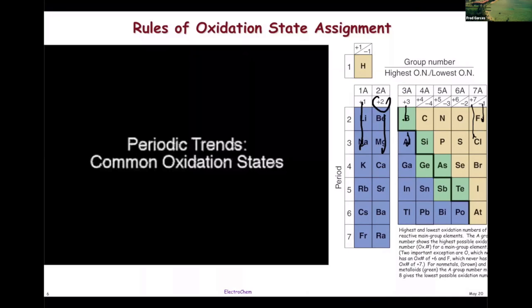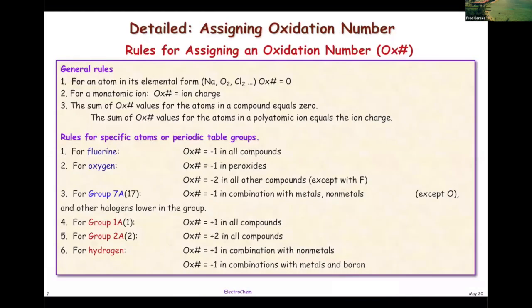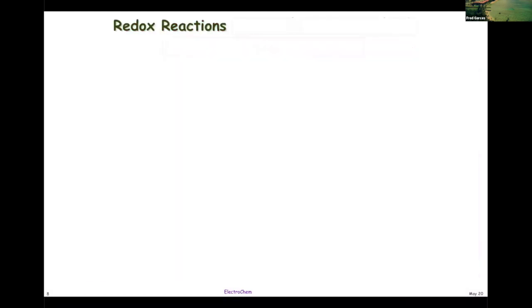I'll skip this. These are just some rules so that you guys know how to determine oxidation states for the elements. If it's in a compound, remember that the oxidation state of an element in its free form is 0. I wanted to hit this because this is what you guys are going to be covering in.